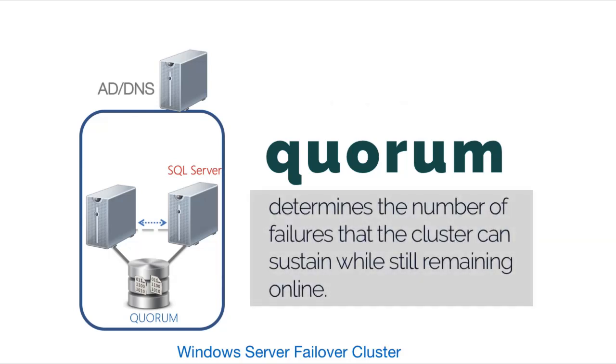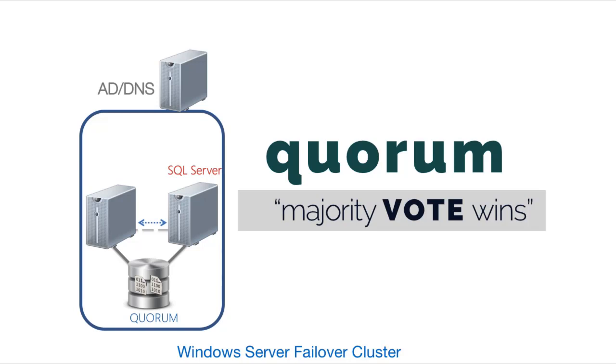Quorum determines the number of failures that the cluster can sustain while still remaining online. In my own words, I kind of look at the quorum as majority vote wins. If the cluster can get a majority of votes among all the members, it will stay online. If not, well, it will go offline together with the other workloads running on top of the failover cluster. Now, by default, all nodes will have a vote, unless, of course, you remove the vote from a node explicitly.